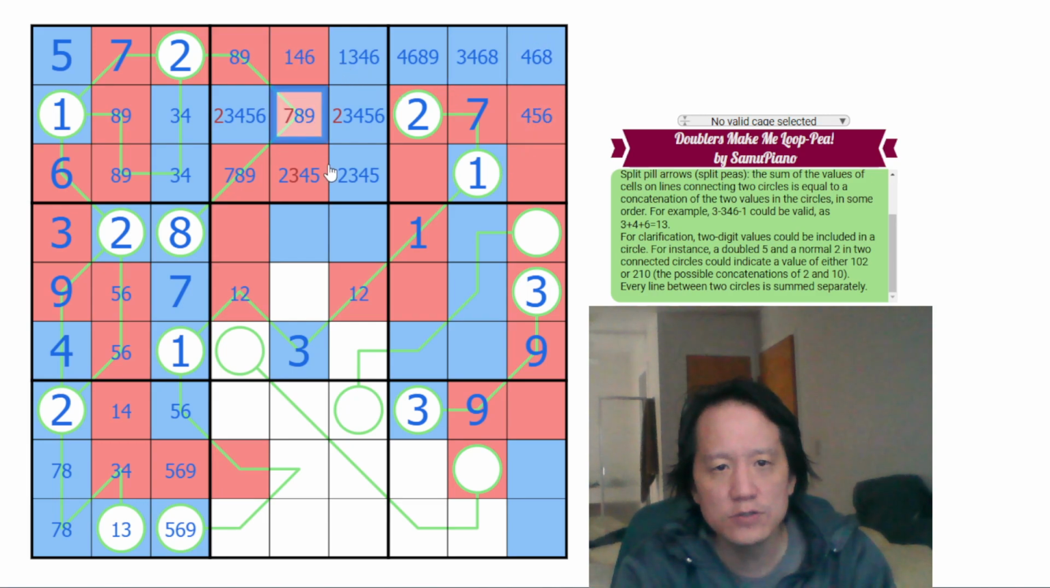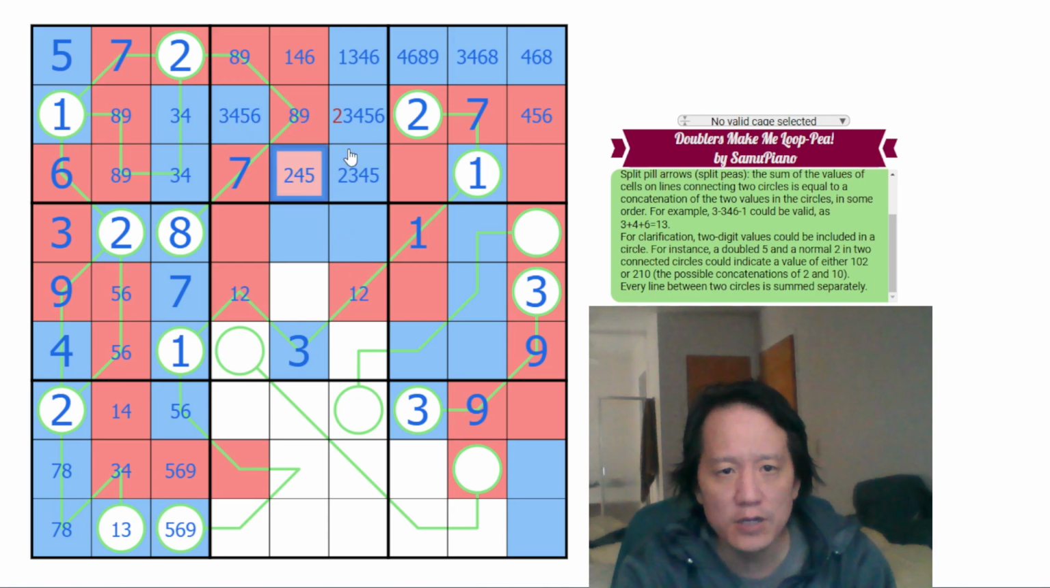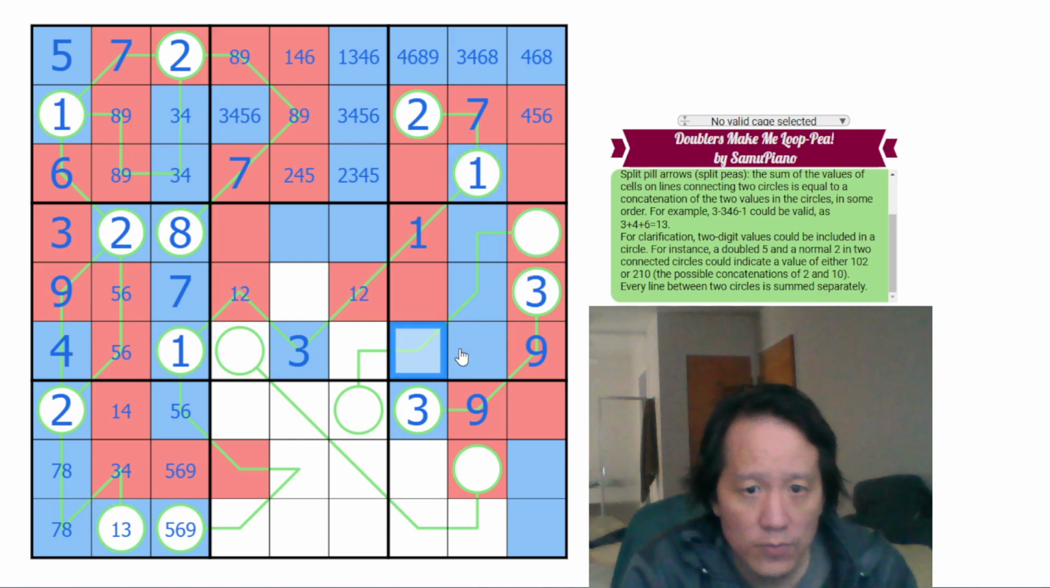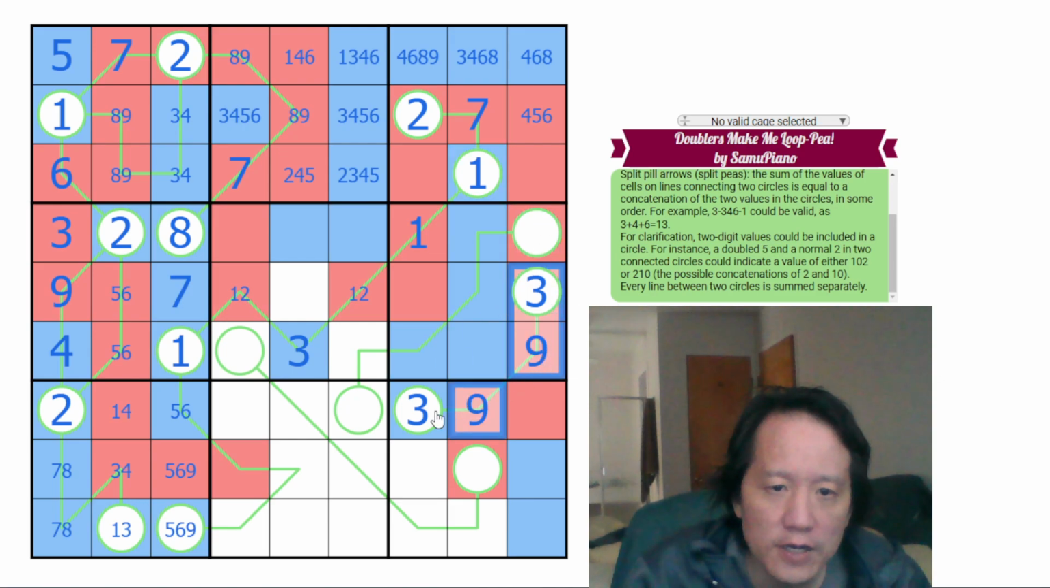This is because of Sudoku. This can't be 7 because of Sudoku, so the 7 has to be here because of Sudoku. This can't be 2, this can't be 3, this can't be 2. Okay, so we got 3993.